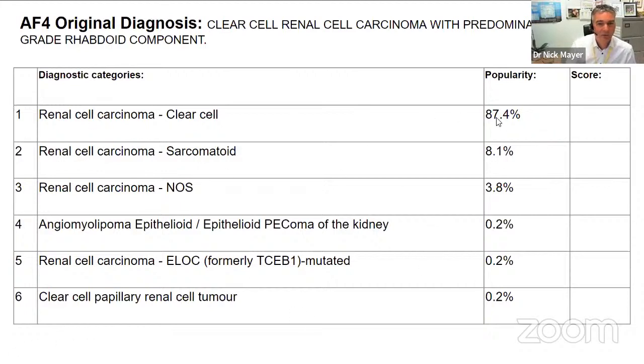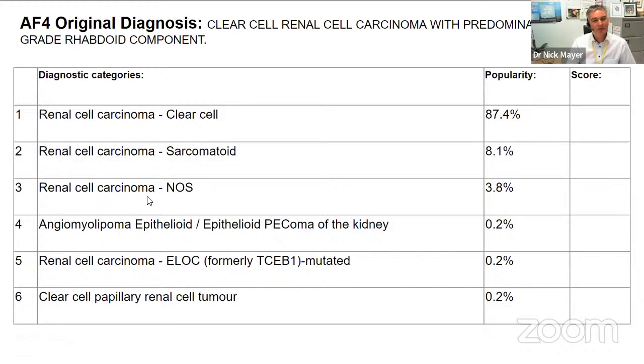and very high agreement here that this is clear cell renal cell carcinoma. And then there were RCC sarcomatoid. So although it wasn't easy to see the sarcomatoid bit, I wonder whether people may have lumped that as the best guess, and therefore it might be nice to merge 1 and 2 together.